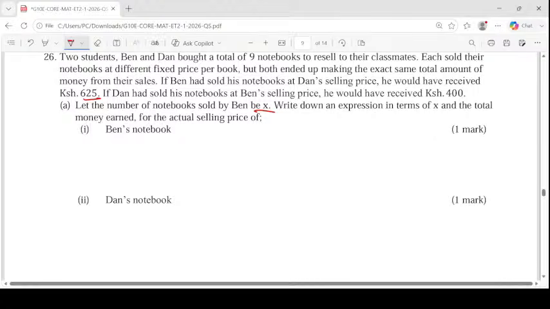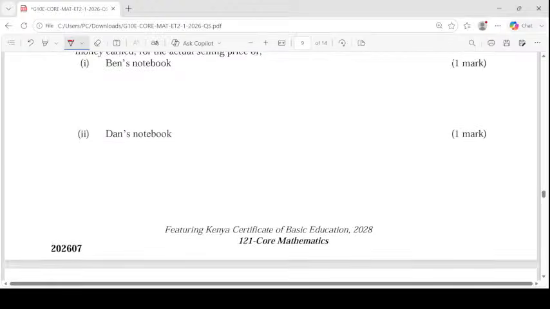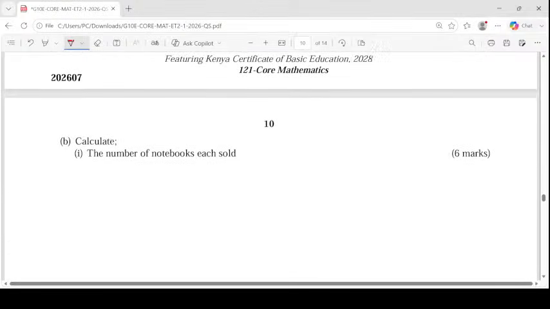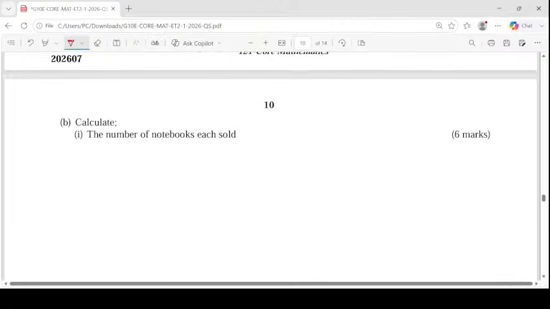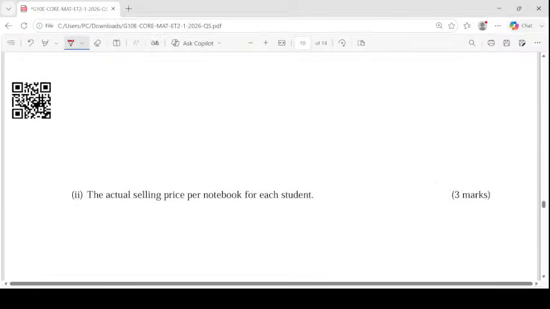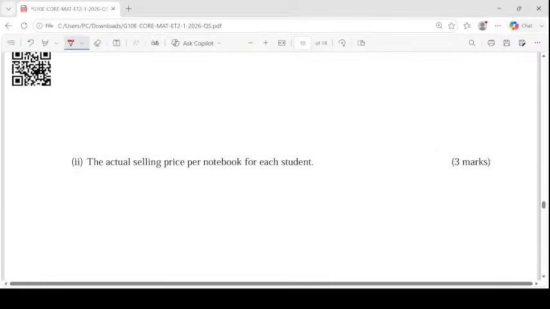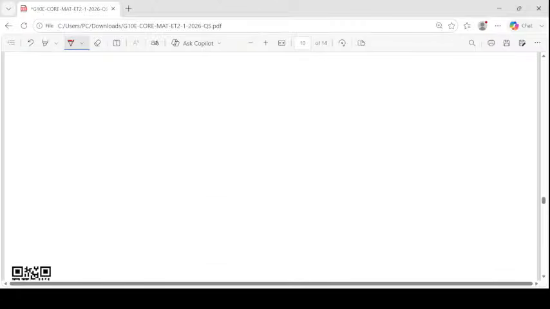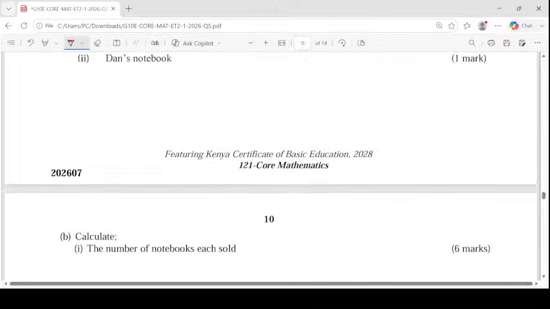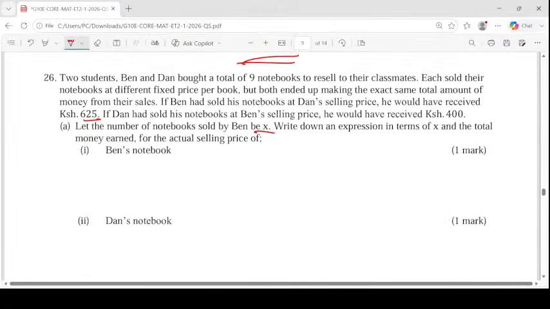Part A, let the number of notebooks sold by Ben be x. Write down an expression in terms of x for the total money earned for the actual selling of these. Let's read maybe part B. Calculate the number of notebooks each sold. Then part C, Roman 2, the actual selling price per notebook for each student. Let's come back and see the statement in use here.